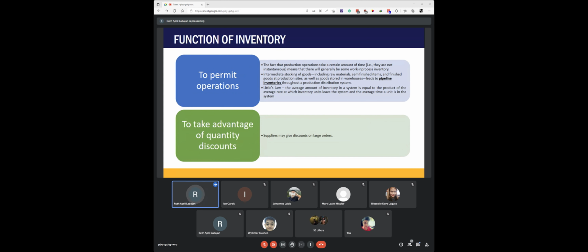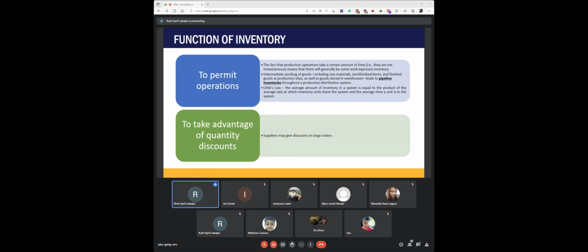Okay, the next function of inventory is to permit operations. Basically, what it means to say is that inventory is there so that you can do something. You can work. Like for instance, having raw materials. If you're gonna stock raw materials, it's because it will be utilized for operations. If you're gonna purchase raw parts and components, it's because it's gonna be utilized in the production of certain goods or services. That's what it means to permit operations.